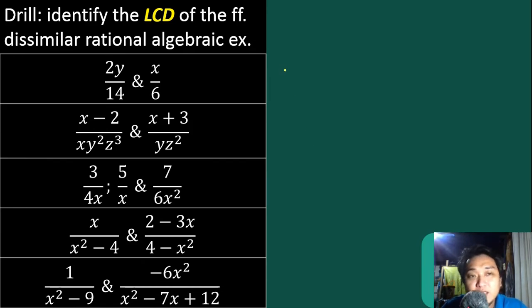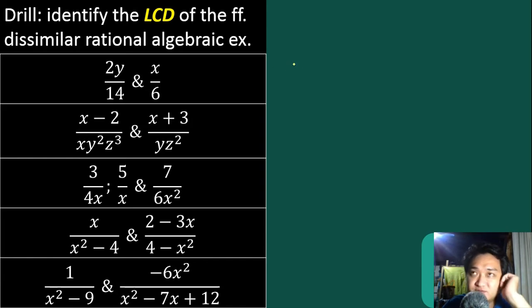Ngayon, ang gagawin naman natin ngayon is we're going to identify the LCD of the following rational algebraic expression. Bago tayo mag-add or mag-subtract ng dissimilar rational algebraic expression, kailangan matutunan muna natin kung paano kunin yung LCD. Okay? Let us try number 1.